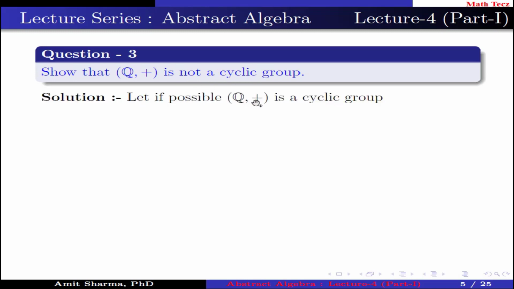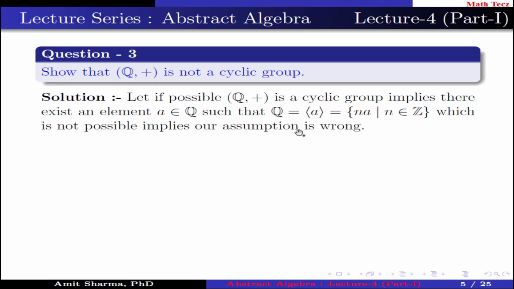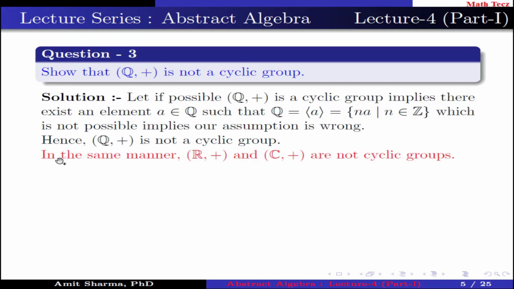Let, if possible, Q under addition be a cyclic group. Implies there exists an element A belongs to Q such that Q is generated by A, which is equal to n into A such that n belongs to Z, which is not possible because we cannot find such an integer which generates Q. Implies our assumption is wrong. Hence, Q under addition is not a cyclic group. In the same manner, R under addition and C under addition are not cyclic groups.